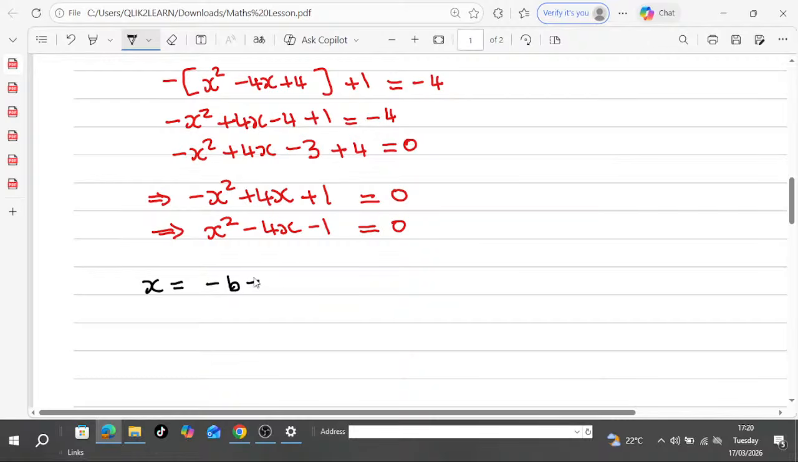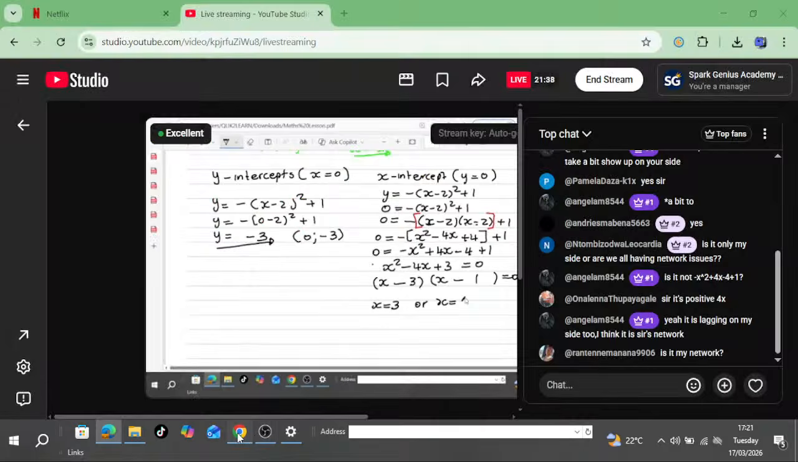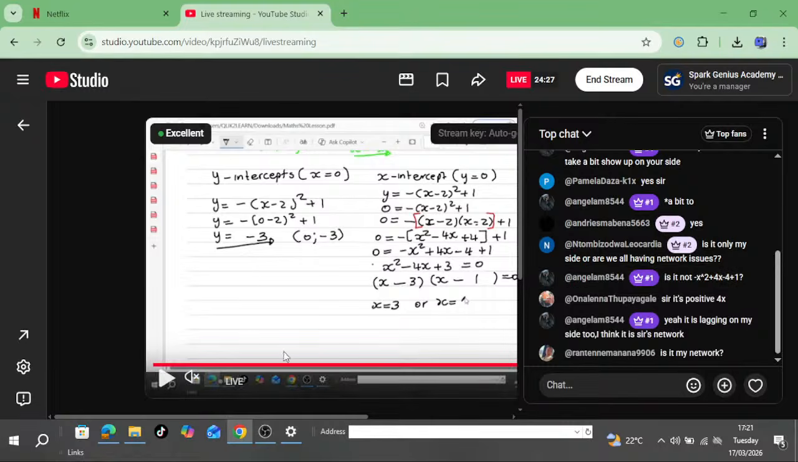This is minus b plus or minus the root of b squared minus 4ac, and everything is divided by 2a. Right, so now x equals this equation there. It's in the form of ax squared plus bx plus c. Right, so guys, please tell me what is the value of a, what is the value of b, and what is the value of c?